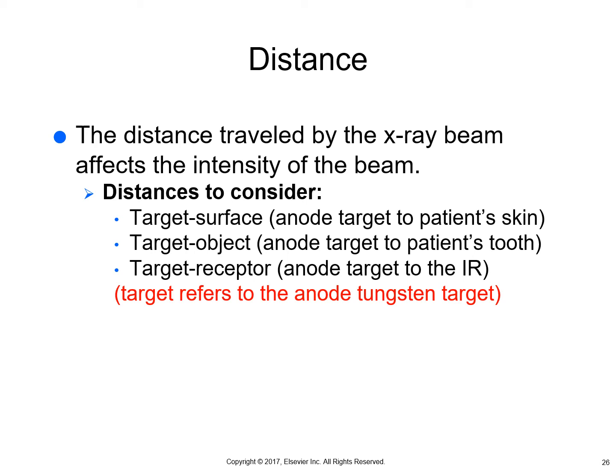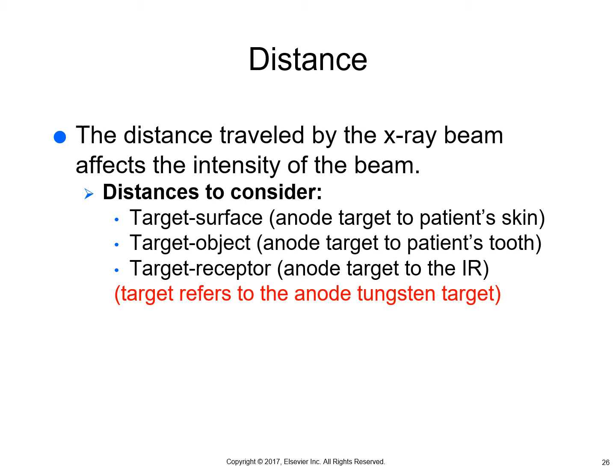When they talk about target, they are actually talking about the anode target inside the tube head. We think of target as what we're aiming at, so you might think of it as the tooth that you're trying to image. But in this case, when we're talking about our distances, whenever they say target, remember they're referring to that anode tungsten target inside the tube head.